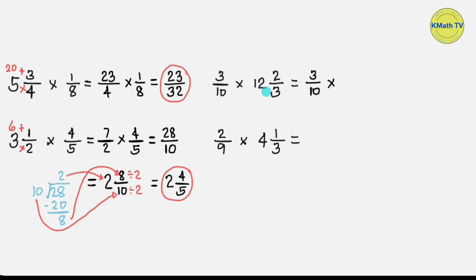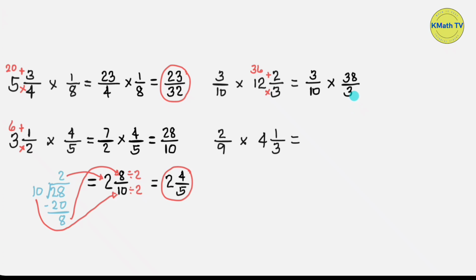Multiply the denominator 3 and the whole number 12. 3 times 12 equals 36. Then, add the numerator 2. 36 plus 2 equals 38. The new numerator is 38. Then, copy the denominator 3. Okay, the mixed number is an improper fraction now.